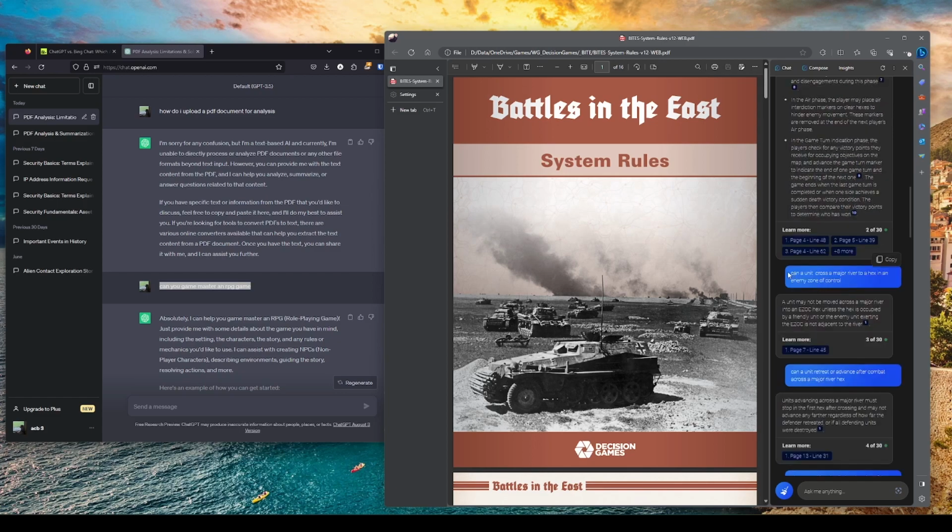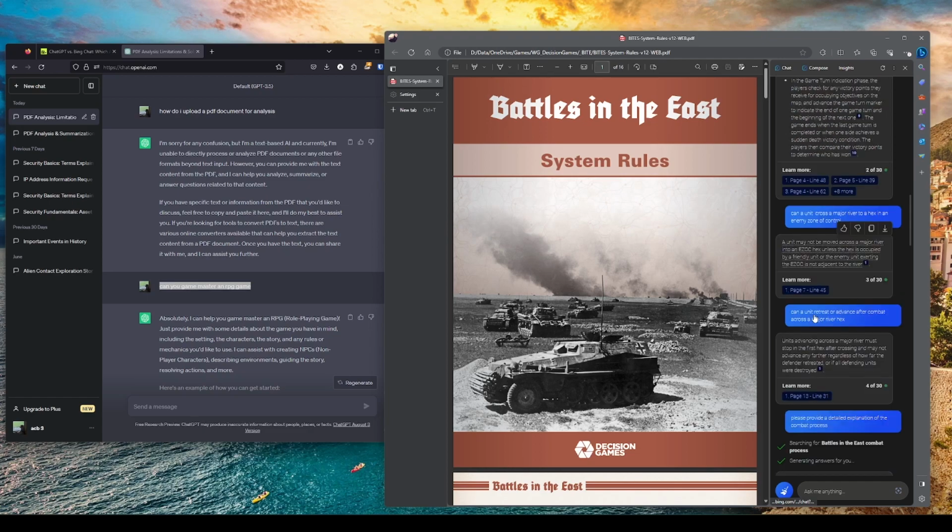Now I'm going to ask specific questions I'm familiar with. Can a unit cross a major river to a hex in an enemy zone of control? And in this case, it nails it. A unit may not be moved across a major river into an EZOC unless occupied by a friendly unit or the unit ignoring EZOC is not adjacent. And here's the rule. So there we go.